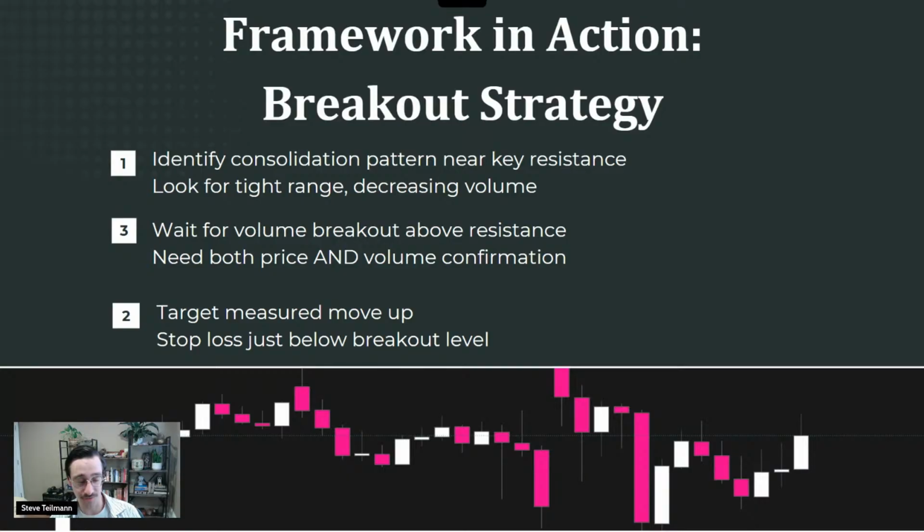So the first one is the breakout strategy. Everybody's favorite, right? We all love trading breakouts. So the first step is to identify a consolidation pattern. And that's just because, hey, if we want to catch an explosive move, there needs to be a very tight consolidation process, right? And that's just kind of basic physics. So if there's low volatility, eventually that will shift.